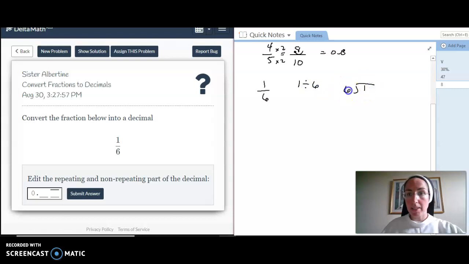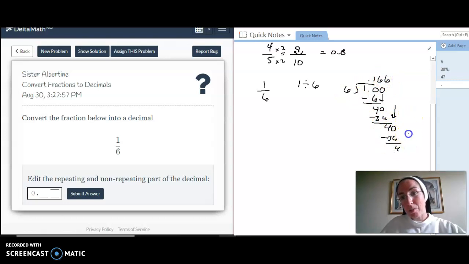1 divided by 6. Since 6 doesn't go into 1, I need a decimal point and a 0. 6 goes into 10 once, and I get a 4, and so I need to add another 0 and bring it down. 6 goes into 40 6 times, and I get a 4, bring down the 0. 6 goes into 40 6 times, multiply, subtract, I get a 4, bring down a 0. Oh, it looks like we're doing the same thing over and over again. That means I'm going to have a repeating decimal.